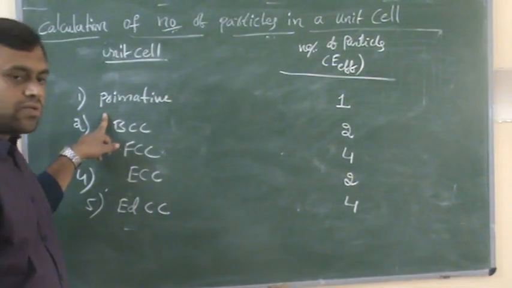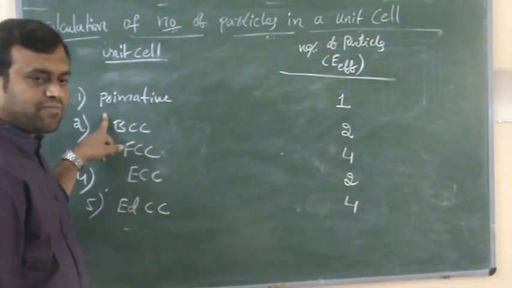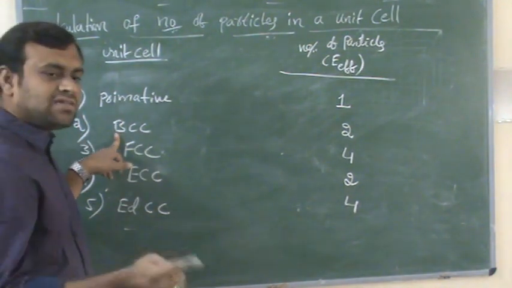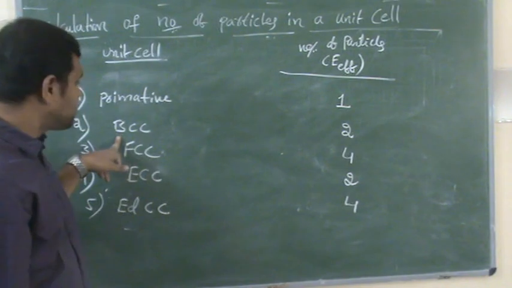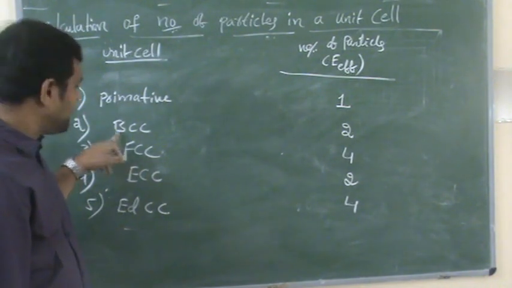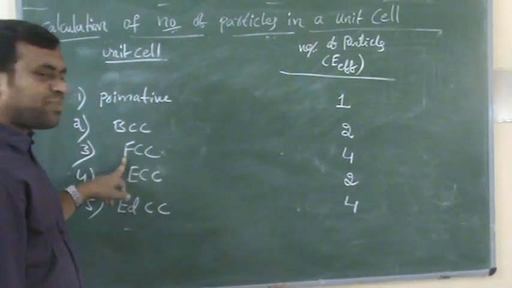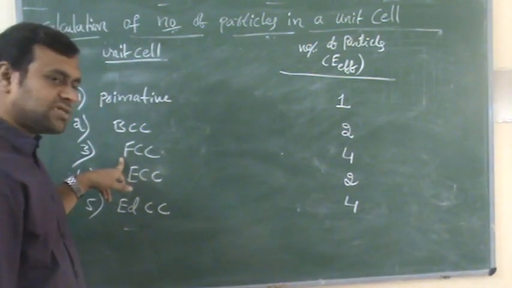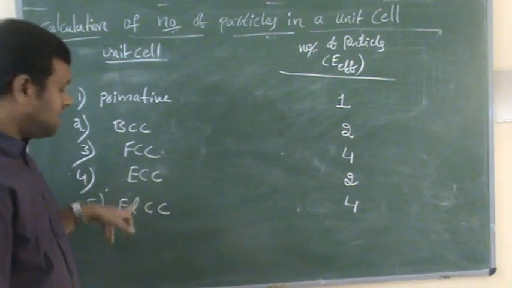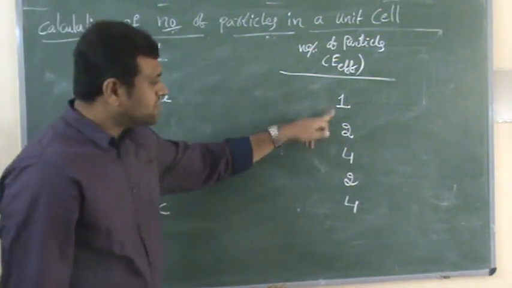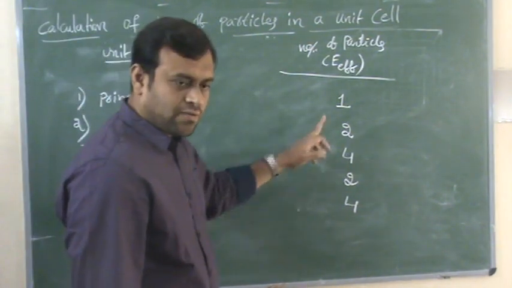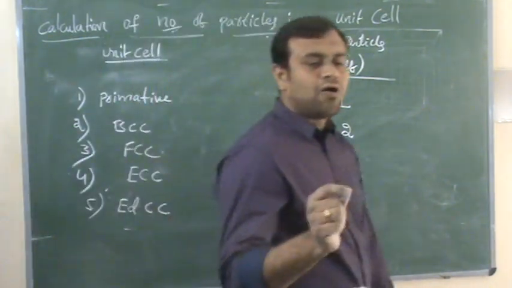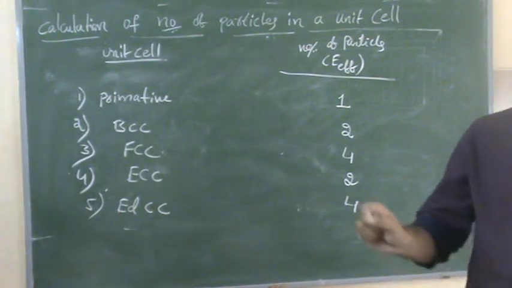P, primitive, right? Primary means 1, so first what you should write is primitive. B, in ABCD, B is which number? Second. So for that, write BCC second. After B, next F, right? You yourself have to remember the hint. As soon as BCC is done, write FCC. Next E, write 2. Just remember it as 1 2 4 2 4, 1 2 4 2 4. Just remember like this, and you should know how to calculate the number of particles in a unit cell.